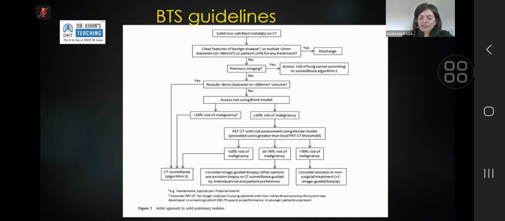The first thing to make sure is, is it more than 5? 5 is the magic number. 5 millimeter. If it is less than 5 millimeter, you can disregard it. You disregard it in a patient that has no current or known history of cancer. So you do not need to follow up any nodule, solid or subsolid, if it is less than 5 millimeter.